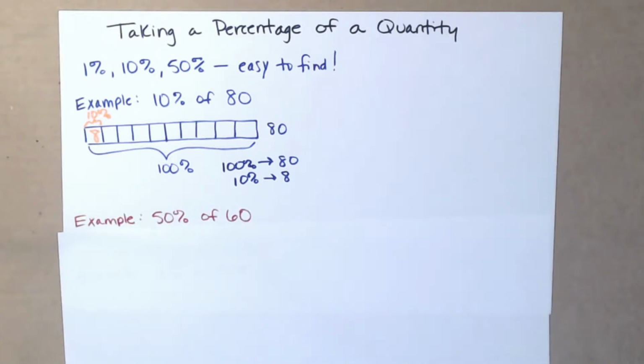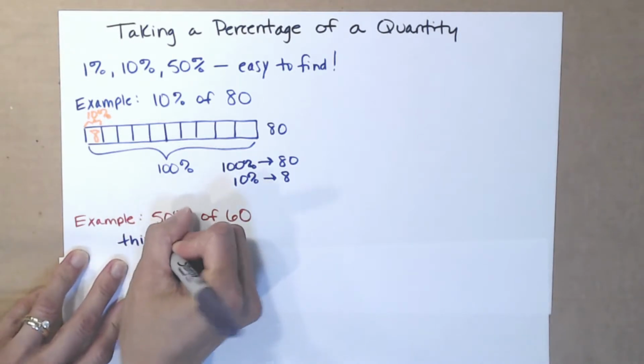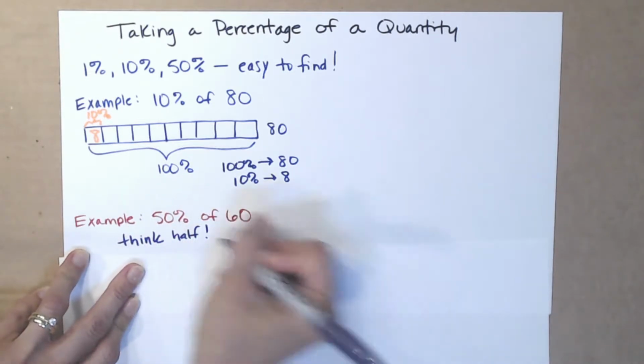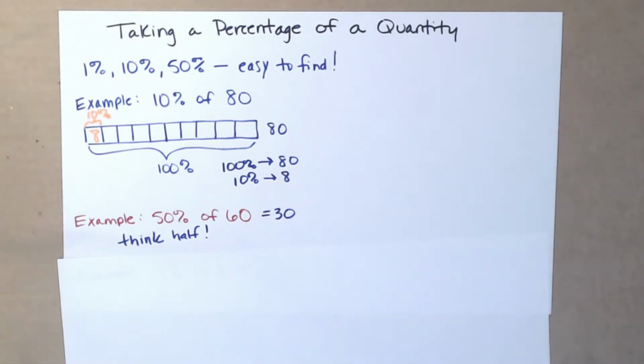Now, 50% of a number is maybe even easier because it's just half. So 50% of 60, that would just be 30. So here the technique is think half. So that would be 30 in this case.